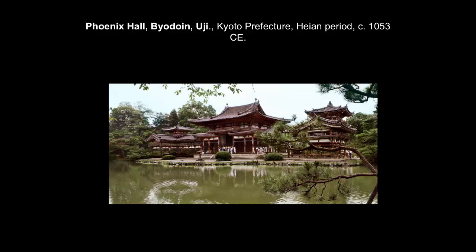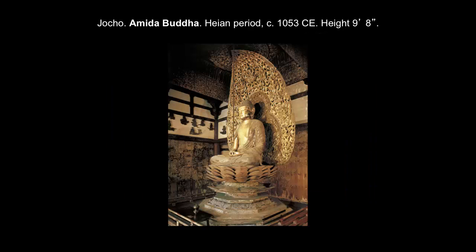So we won't linger too long on the specifics of the temple structure, but instead we're going to look at the central figure within the temple, a large representation of Amida Buddha, nearly 10 feet tall and made of wood that was then covered in gold leaf.